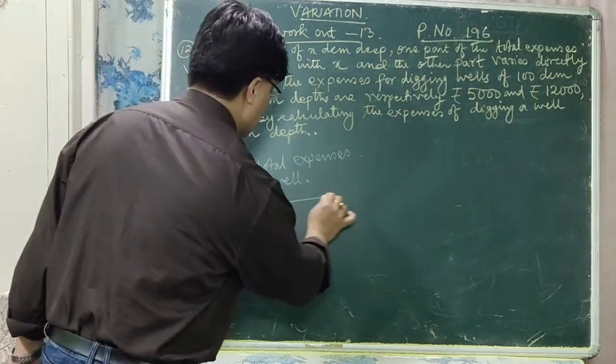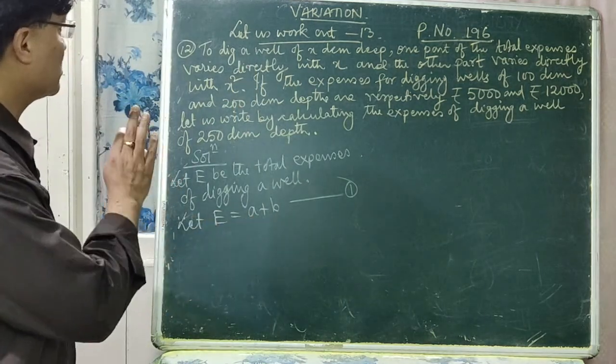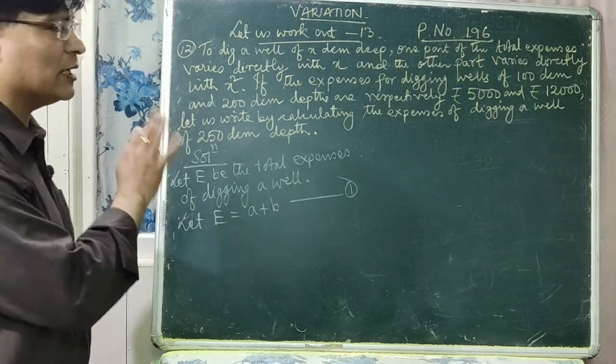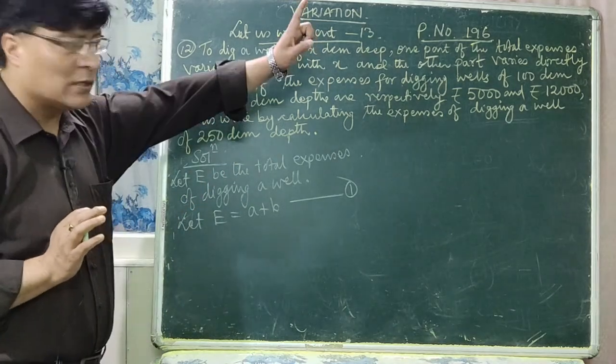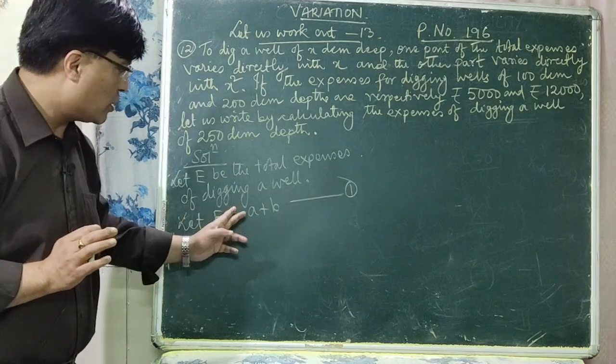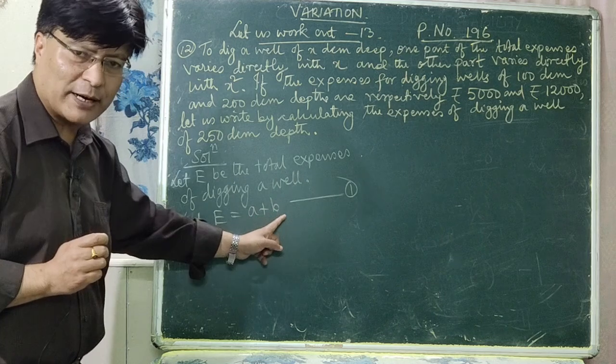So now this is number one, right? One part of the total expense varies directly with X and the other part varies directly with X squared. That means the total expense is divided into two parts. Suppose the two parts are A and B. So first part is A and the second part is B.